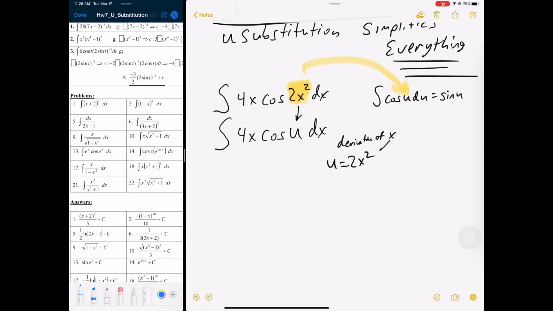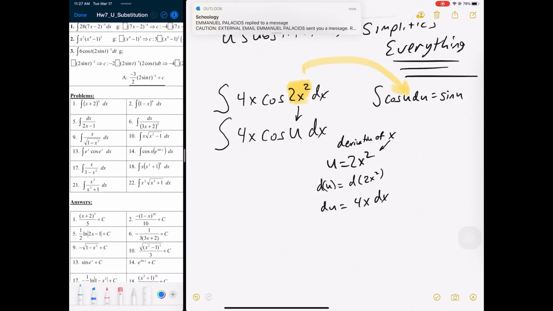And how can I get the derivative of x? We just take the derivative to both sides. The derivative of u is just du. The derivative of 2x squared, you need power rule, is 4x. And the derivative of x is dx. Again, real quick, the derivative of u is du. Derivative of x is dx.